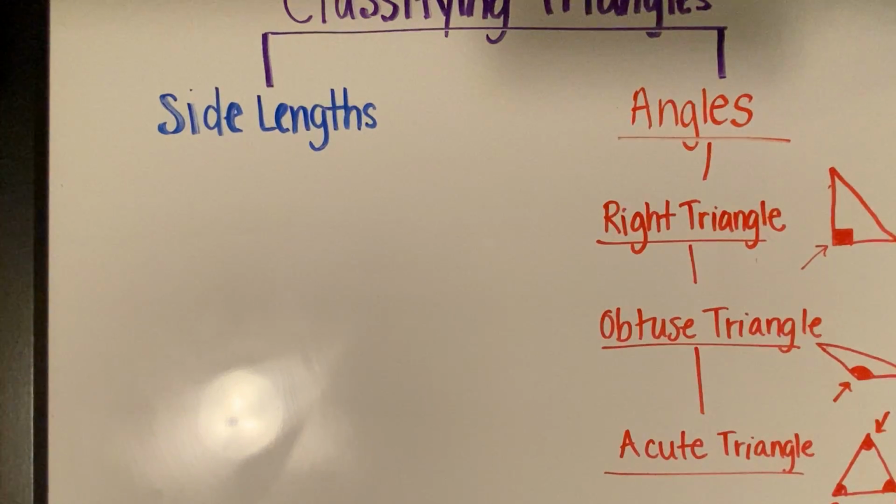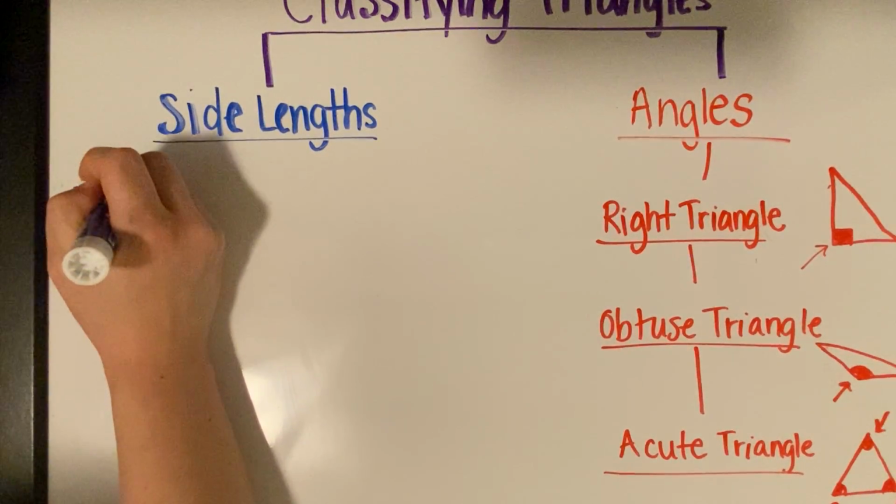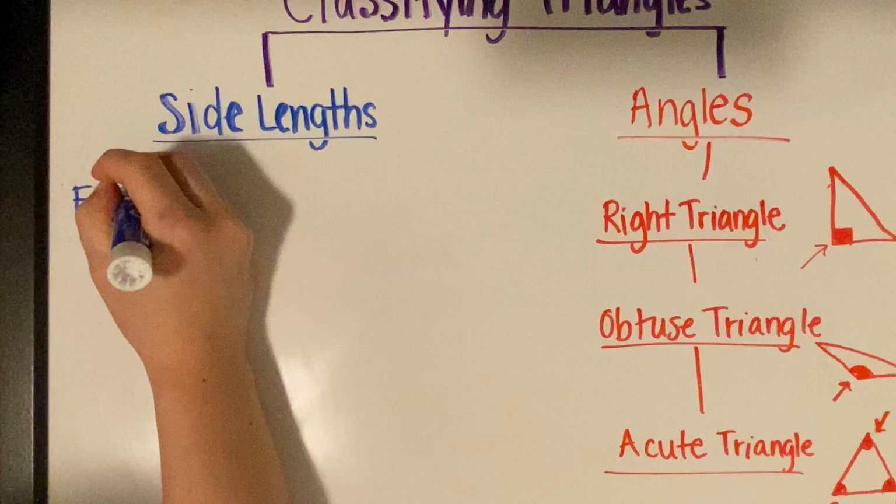Now we have three different types of triangles there. The first one is called an equilateral triangle. Equilateral.